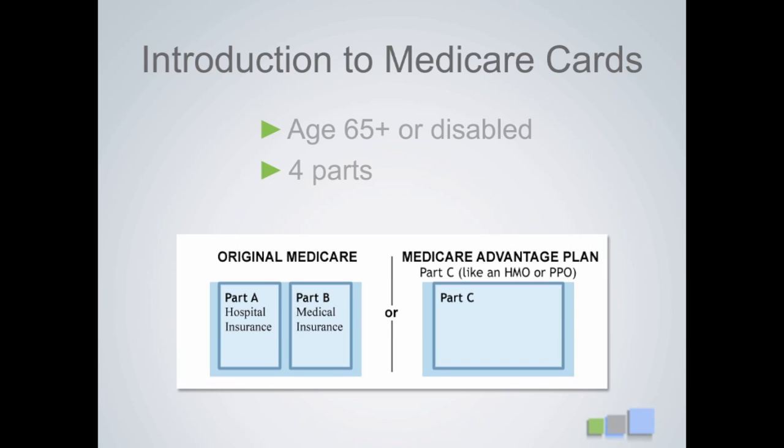Part C is when Medicare reassigns their A and B benefits to Part C. When they do this, the patient no longer has Parts A and B. They have C instead. Think A plus B equals C. Part D is for prescriptions. We'll review Part D in a moment.